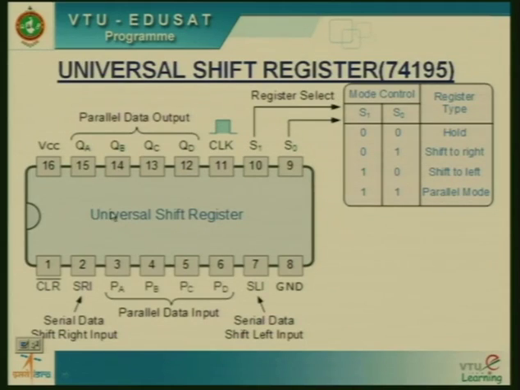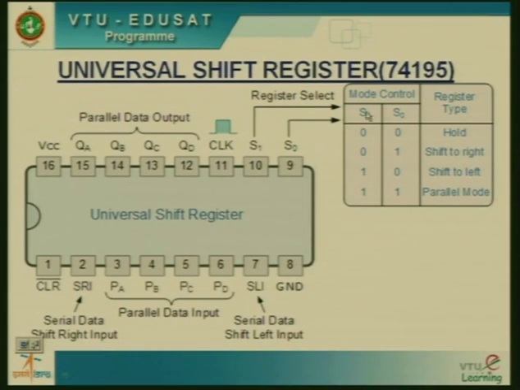So you can see this IC 74195 universal shift register, which is a 16 pin IC. We have clear asynchronous input, serial data write input. So explicitly we have a pin for right shifting the data, and we have parallel outputs QA, QB, QC and QD. We have serial data that can be shifted left side, and there is a ground connection here. We have a mode control S0 and S1 which is of 2 bits.